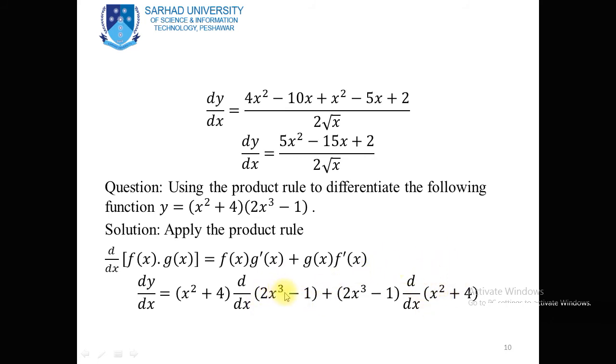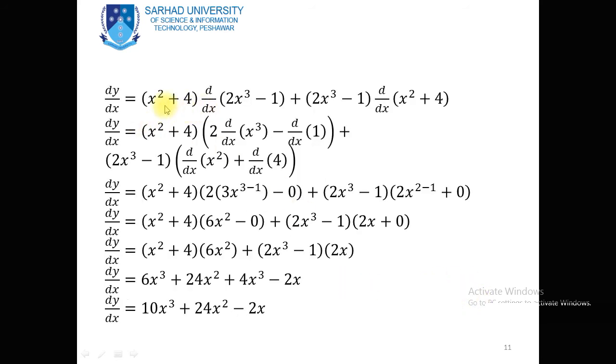By using the power rule, we obtain 2 times 3 is 6x square, and the derivative of 1 will be 0, and the derivative of x square will be equal to 2x, and the derivative of 4 will be equal to 0, like you see over here. First into derivative of second plus second into derivative of first. So we take the derivative of this term: the derivative of 1 is 0, and 2 times 3 is 6, so 6x power 3 minus 1. This is actually the power rule. And 2x cube minus 1 stays as it is, and using the power rule, 2x, subtract 1 from the power, 2x power 2 minus 1, and the derivative of 4 is equal to 0.